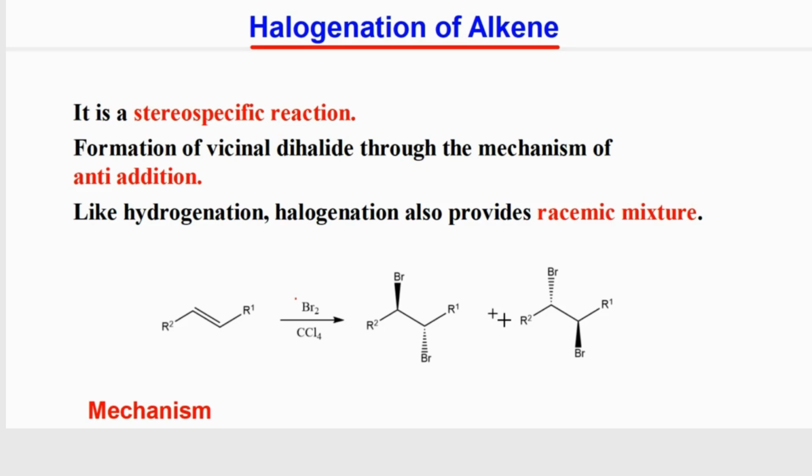Here, in simple terms, both the bromine atoms are added to the alkene carbons and it gives a vicinal dihalide. So this is the overall reaction, and similar to hydrogenation, this is also a stereospecific reaction. This is the overview of halogenation of alkene. Now why this halogenation takes place by anti addition, that we have to understand through its mechanism.